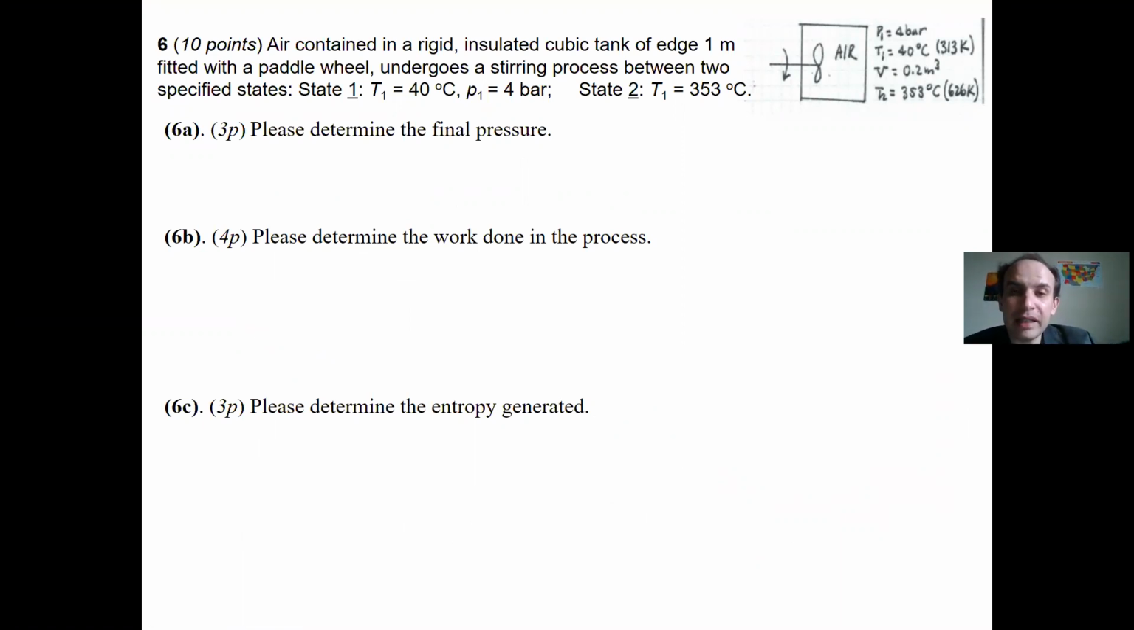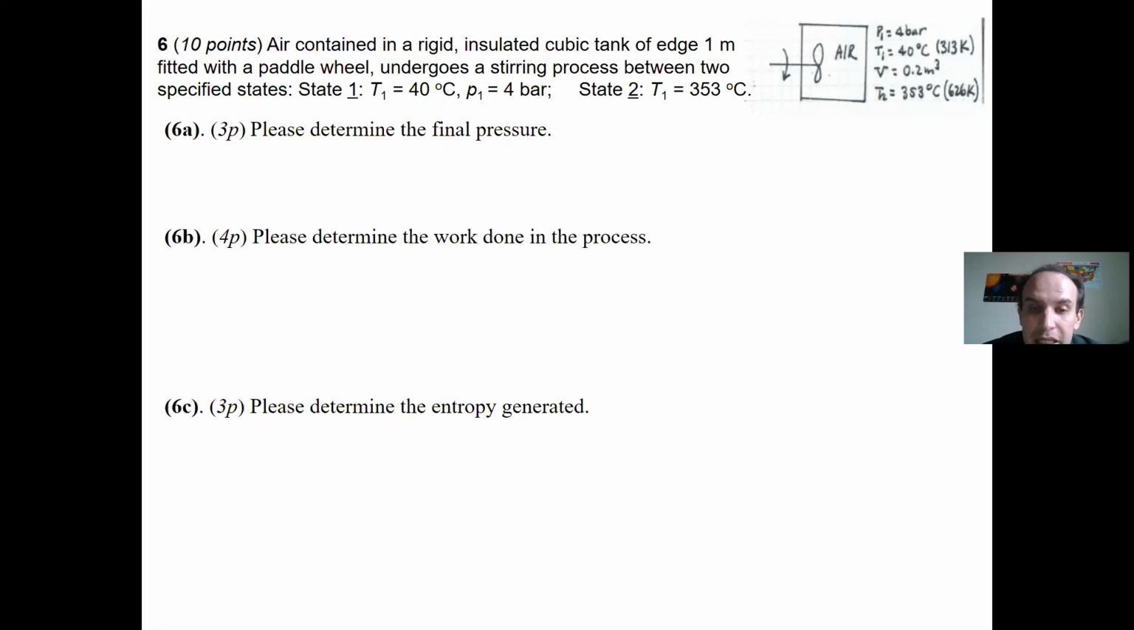We have air contained in a rigid insulated cubic tank with an edge of 1 meter. It is fitted with a paddle wheel and undergoes a stirring process between two states. At the very beginning, it's air inside, so it's your ideal gas. Your temperature is 40 degrees Celsius and pressure is 4 bar. And you know state 2, the temperature is 353 Celsius. Several questions. Find the final pressure, which means identifying the second state.